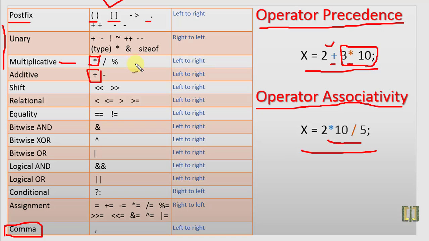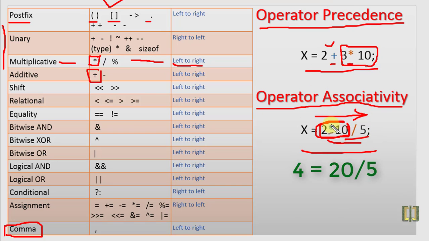And the associativity rule of the multiplicative operators is left to right. That means you have to perform from left to right. First you have to perform the multiplication and then the division, and the result is going to be 20 by 5. So the result is going to be 4. Hope you understand the concept.